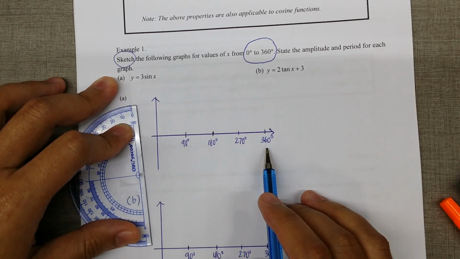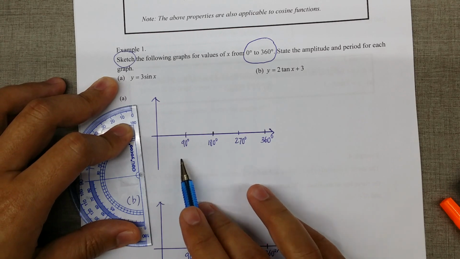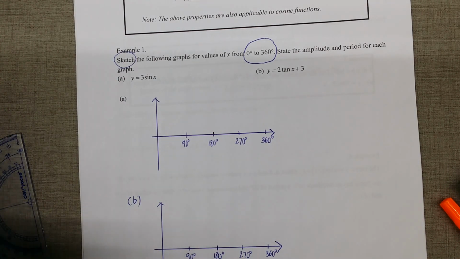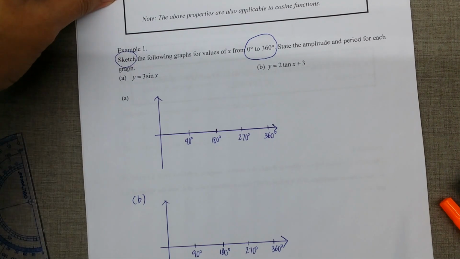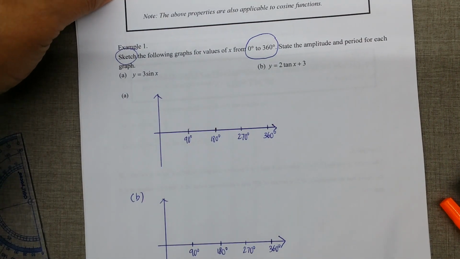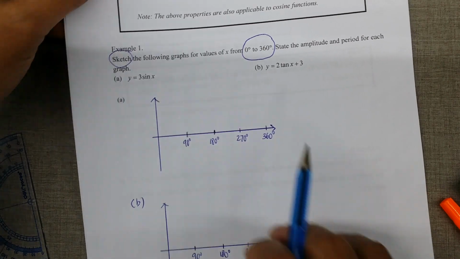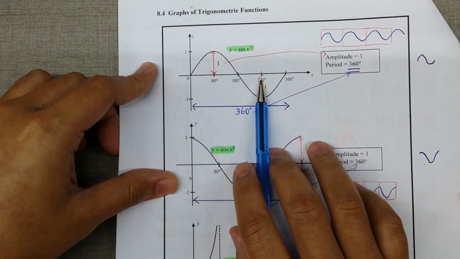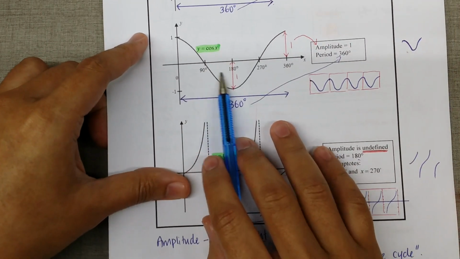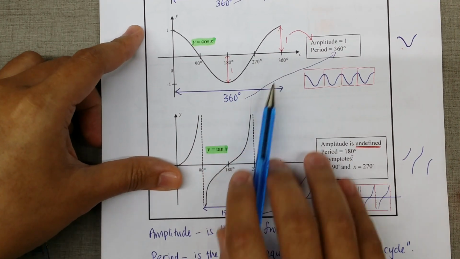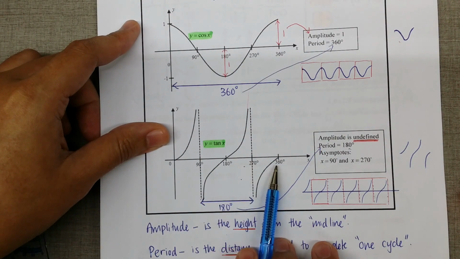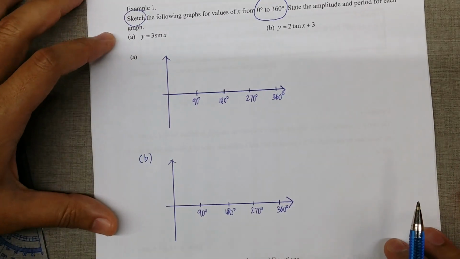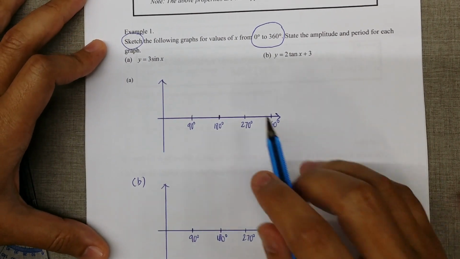Because if you can recall from the previous page, these numbers 90, 180, 270, 360 are where the graph actually intersects the x-axis, or where it turns. Can you recall? 90, 180, 270, 360. Okay? So I draw this first. Now, sketch the graph.